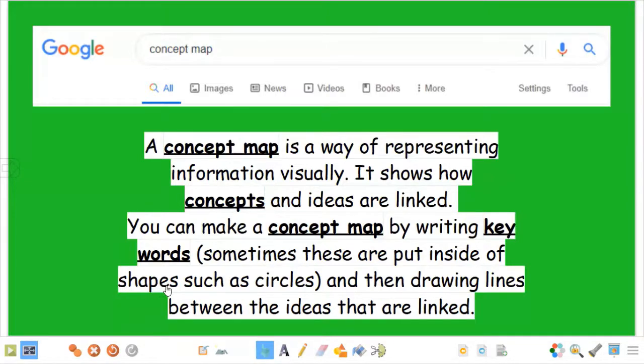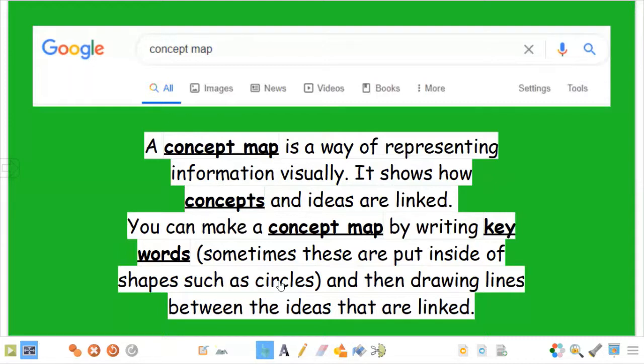Maybe that's a split digraph there, couldn't it? Shapes. Sometimes these are put inside of shapes. Such as, all circles. No, hang on. If I know that it says before, sometimes these are put inside the shape, such as. That must be a name for a shape.